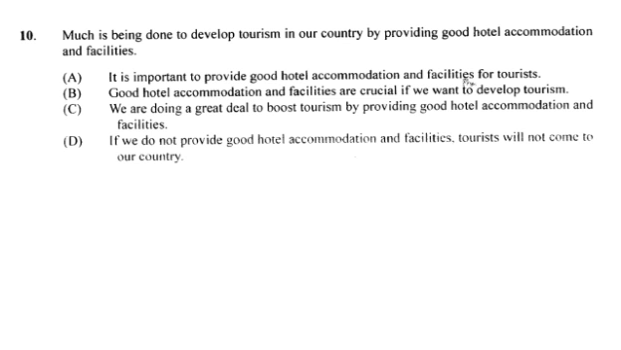Item 10 is also a repeat on the 2019 paper, so I'm just going to provide you with the answer. Item 10 says much is being done to develop tourism in our country by providing good hotel accommodation and facilities. The answer is C. We are doing a great deal to boost tourism by providing good hotel accommodation and facilities.